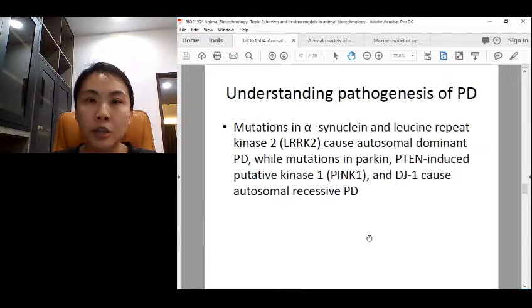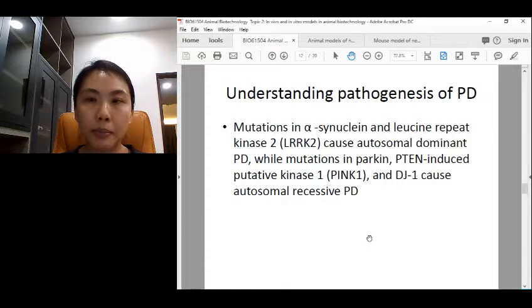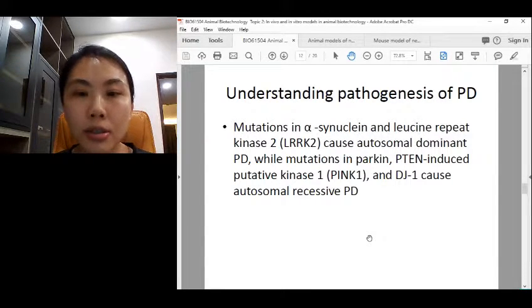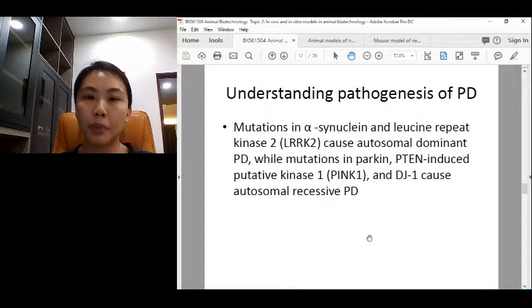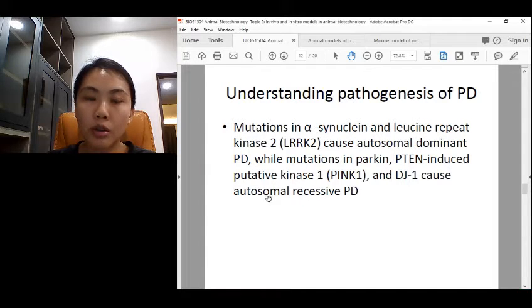Okay, so what do the scientists understand about the pathogenesis of Parkinson's disease? They found that there are mutations in several genes that are related to Parkinson's. These include alpha-synuclein and leucine-rich repeat kinase 2, which cause autosomal dominant disease, while mutations in a few other genes, PINK1 and DJ1, will cause autosomal recessive Parkinson's disease.